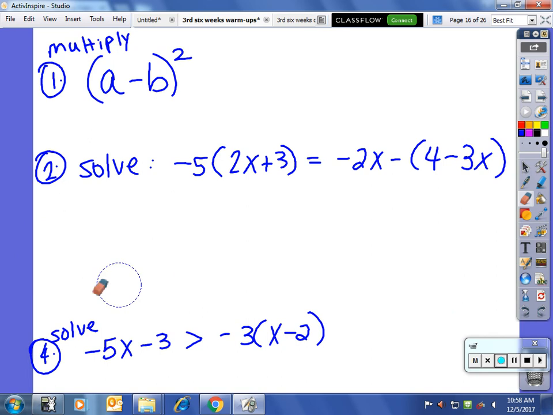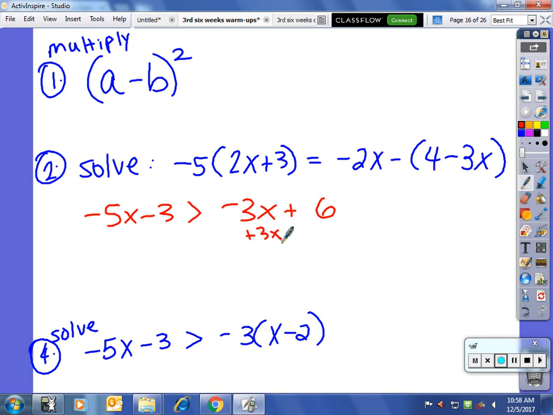Number 4. Okay. I've got to distribute the negative 3 over there on the right, so I've got negative 5x minus 3 is greater than negative 3x plus 6, right? I always move my letters to the left. So I'm going to add 3x to both sides. So what's negative 5x and positive 3x? Minus 3 is greater than 6. I can tell right now I'm going to have to flip the symbol, because I've got a negative number connected to x.